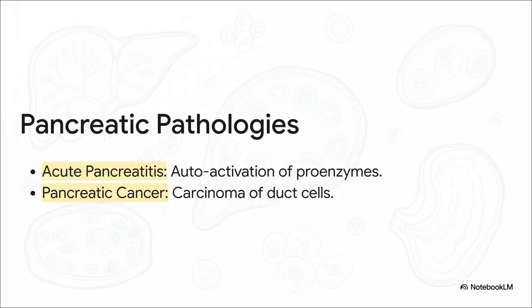But when these structural safeguards fail, pathology is immediate. The premature autoactivation of zymogens, often triggered by gallstones or alcoholism, results in acute pancreatitis, which rapidly digests the sparse connective stroma of the gland. Also, keep in mind that pancreatic cancer typically arises as a carcinoma of the ductal epithelial cells, most frequently localizing in the head of the pancreas, aggressively metastasizing through that surrounding connective tissue.